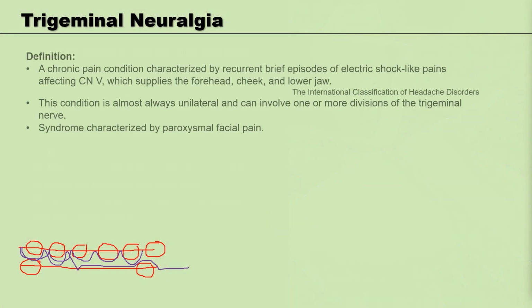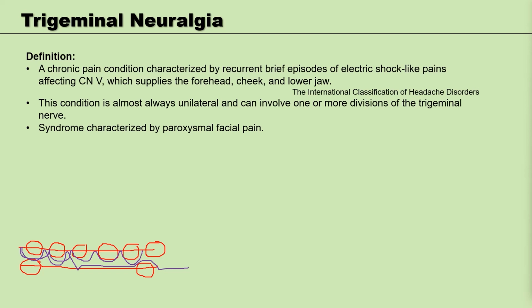Trigeminal neuralgia is defined as a chronic pain condition characterized by recurrent brief episodes of electric shock type pains affecting the trigeminal nerve, which supplies the forehead, cheek, and lower jaw. This is according to the International Classification of Headache Disorders. It is normally unilateral and has characteristic paroxysmal facial pain. What that means is the pain can be intermittent, but when a flare-up starts, it comes in rhythmic bursts for a short time before disappearing again.